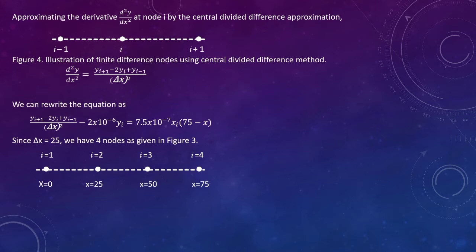Since delta x is equal to 25, we have 4 nodes as given in figure 3. So, how did we get 25? Since delta x is located at the distance between nodes 2 and 3, delta x is equal to 75 over 3, so it is equal to 25.